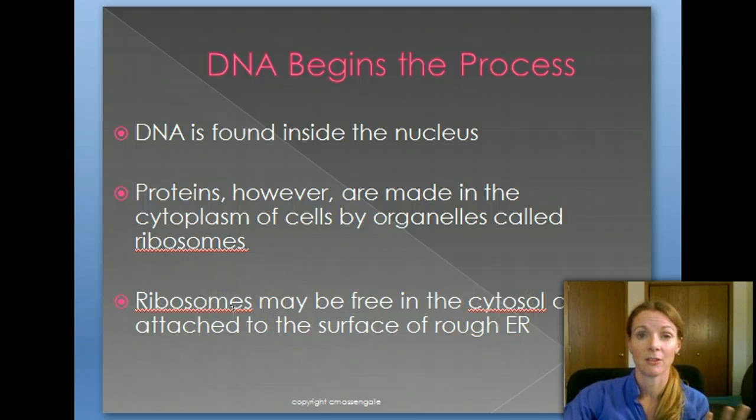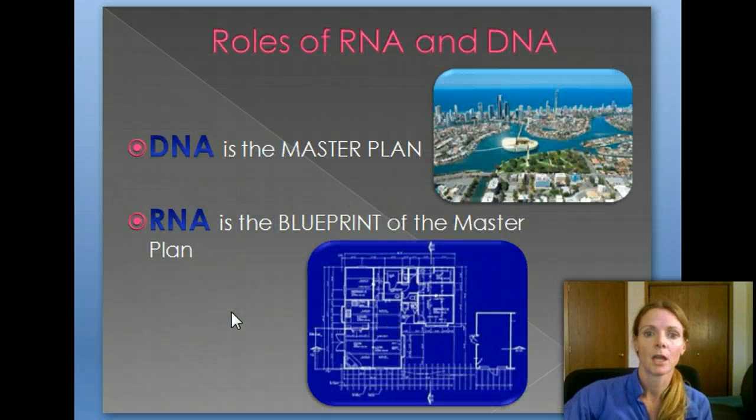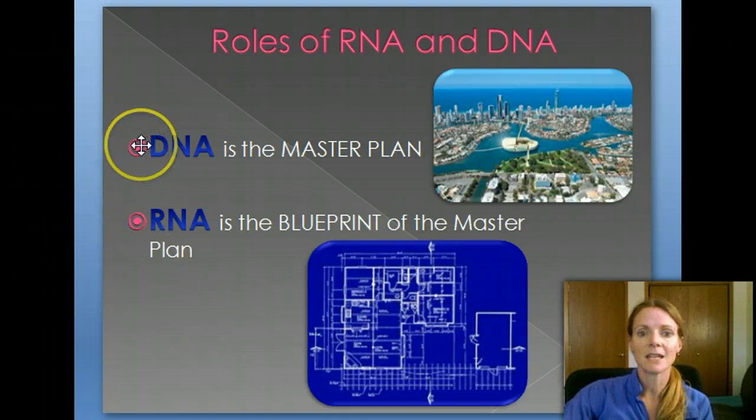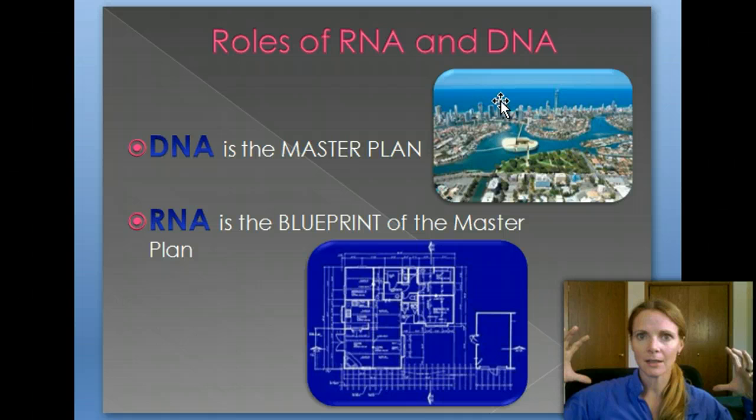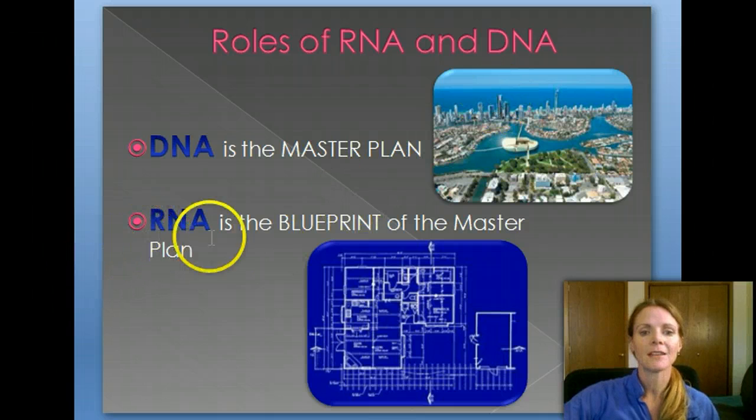I'm a little ahead of myself, I just keep going and then I look down at my lesson. So let's talk about the specific roles of RNA and DNA before we get into the actual protein synthesis. DNA is the master plan. Look at this. Isn't this beautiful? The master plan for the city. So DNA is the master plan for your body, for your cell, but ultimately then for your body. RNA is the blueprint of the master cell.